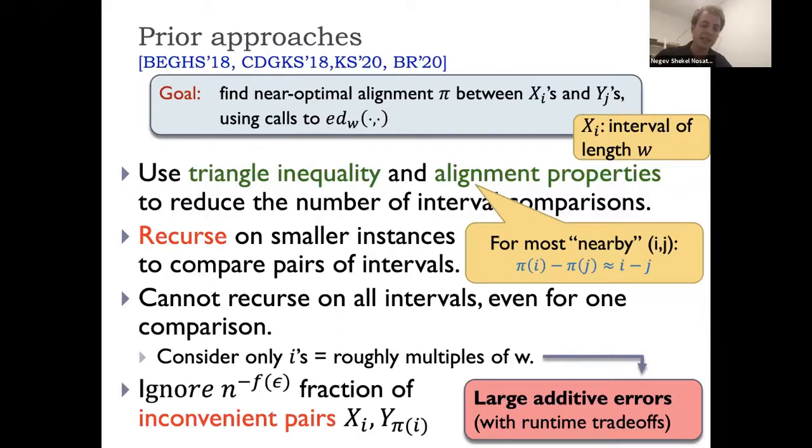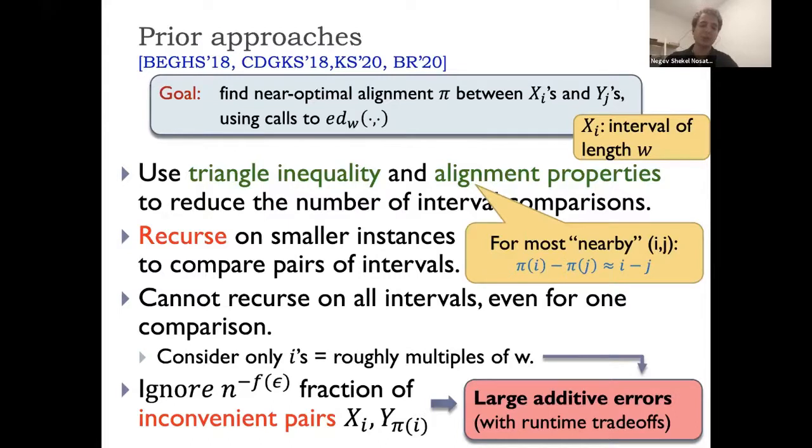Another thing that some of the work did is that sometimes it's hard to identify a certain number of pairs that have low frequency and are very sparse. So they avoided identifying some inconvenient pairs. They only look for some intervals, and they were able to ignore some of them. And this costs additive errors, with runtime trade-offs.